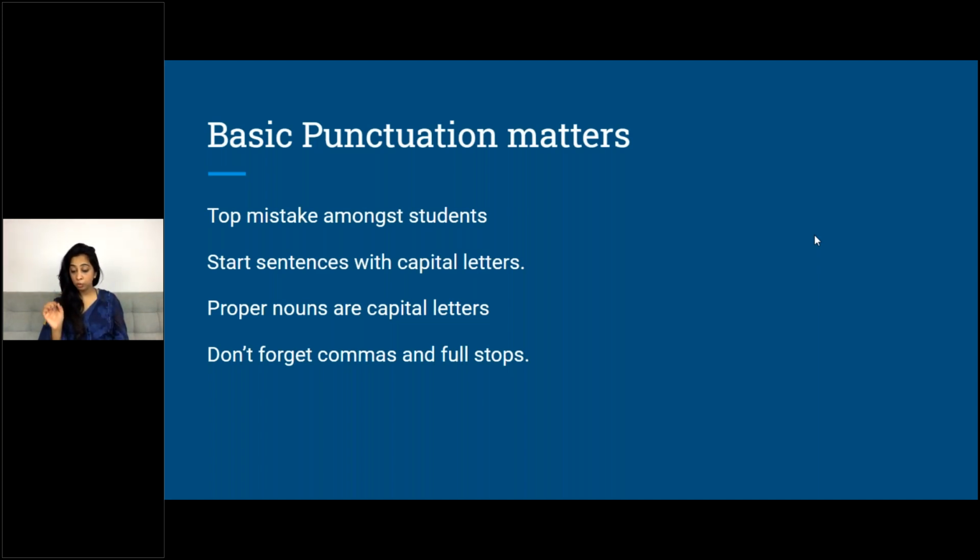Basic punctuation. If you don't concentrate on putting small letters and capital letters, and proper nouns should start with capital letters, or you miss out on commas and full stops, you're going to lose marks on your OET writing, which were avoidable mistakes and silly mistakes. So one top mistake that we do find amongst students who attempt the OET writing, because they're so caught up in content and clarity, is that basic punctuation is often missed out.